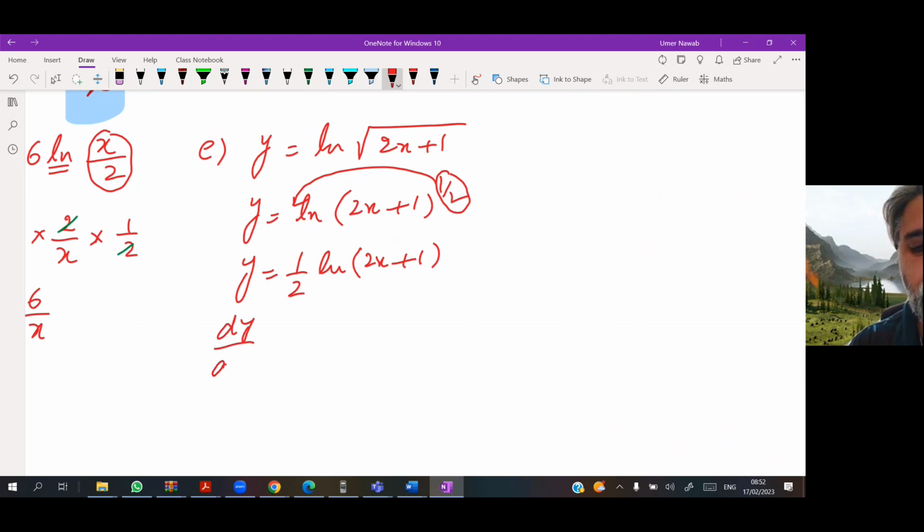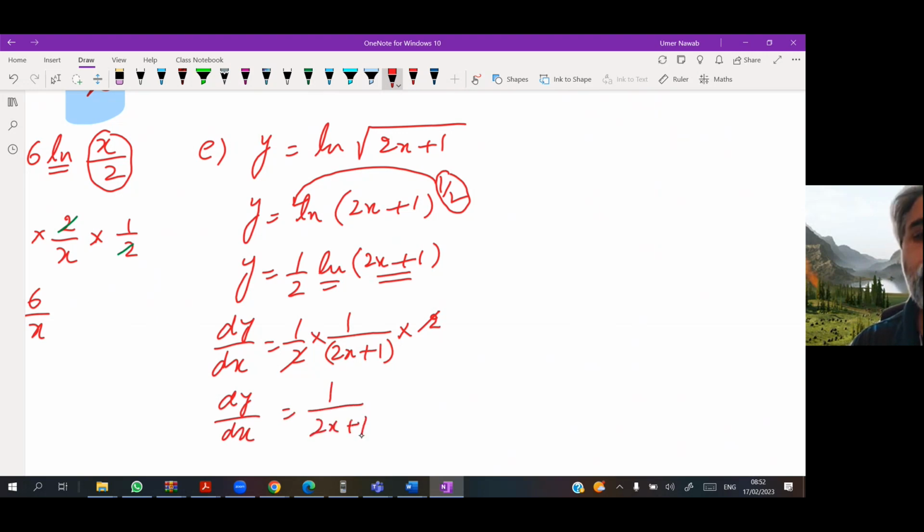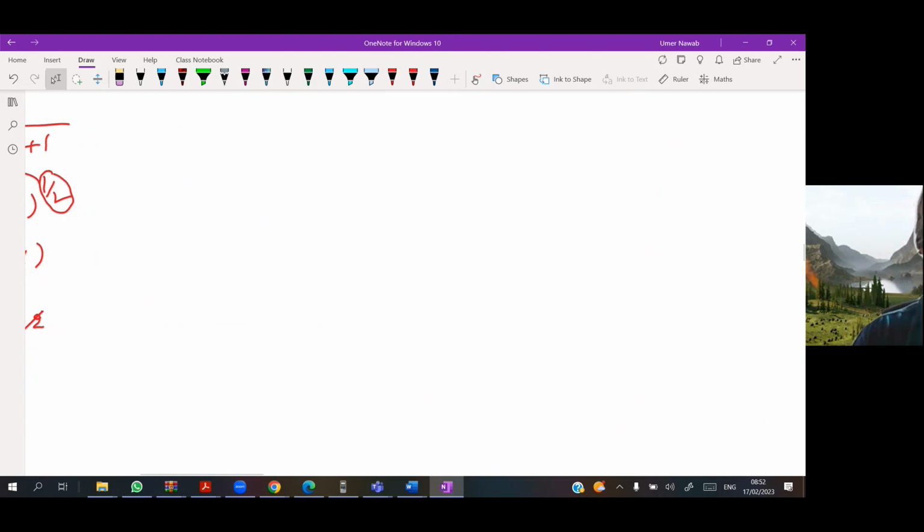Let's apply differentiation now. Half ln means reciprocate your argument, and then the further derivative of 2x plus 1 is just 2. Can I cancel, my friends, 2 with the 2? And my final answer comes 1 over 2x plus 1. E, and then we go to the F part.